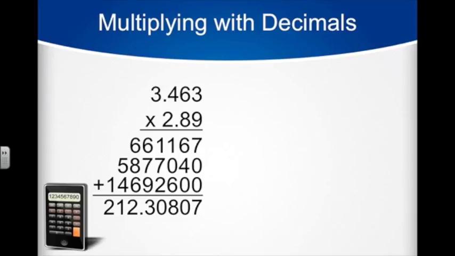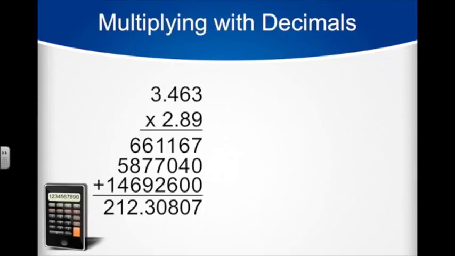This gives us our final answer, 212.30807. If we look at the place values, we have tenths, hundredths, thousandths, 10 thousandths, 100 thousandths. So we could also read this number as 212 and 30,807 100 thousandths. Adding up all the decimal places is an easy rule to memorize, but let's take just a moment to see why it works.